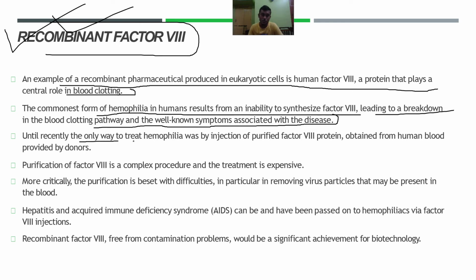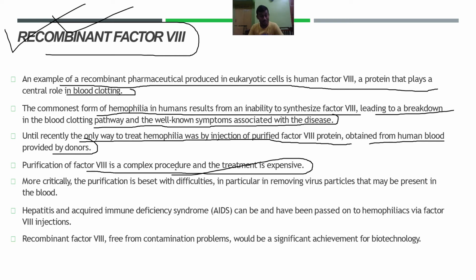Until recently, the only way to treat hemophilia was by injection of purified factor 8 protein obtained from human blood provided by donors. So it was only possible if donors would donate their blood, so that it could be injected into patients dealing with hemophilia. So this condition was treated by injecting the donor's blood, which contained the factor 8 protein. The purification of factor 8 is a complex procedure and the treatment is expensive.